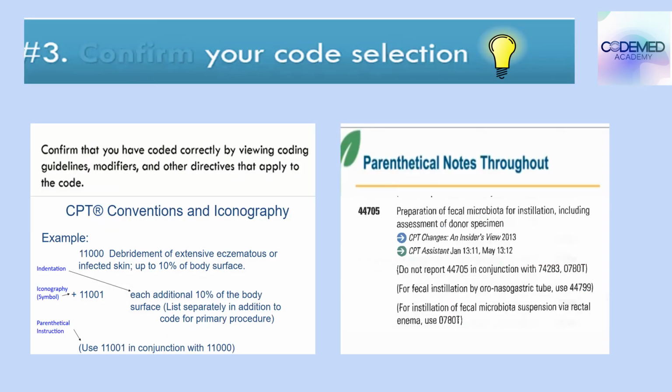And third and most important is to confirm that you have coded correctly by viewing the coding guidelines, modifiers and other directives that apply to the code. So once you select the code, then you need to read the parenthetical guideline. For example, if you have selected the code 44705, I will read this parenthetical guideline before I confirm this code as my final code. So reading the parenthetical guideline is of utmost importance.